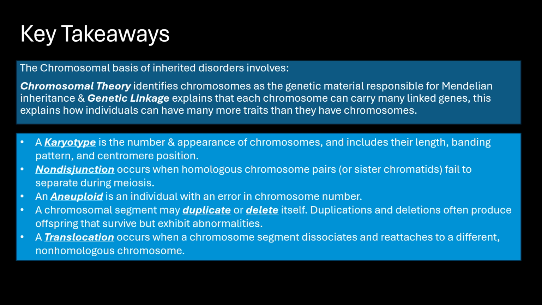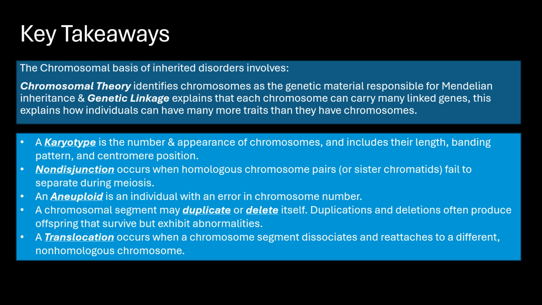So this wraps up our Chapter 13 PowerPoint, but I do want to talk about a couple of key takeaways, one of which is just several of the vocabulary terms that we hit on today and what they meant, what they're important for. So the chromosomal basis of inherited disorders involves chromosomal theory, which identifies chromosomes as the genetic material responsible for what we now know as Mendelian inheritance, the process of inheritance, and genetic linkage, which explains that each chromosome can carry many linked genes, and this explains how individuals can have so many more traits than they have chromosomes.